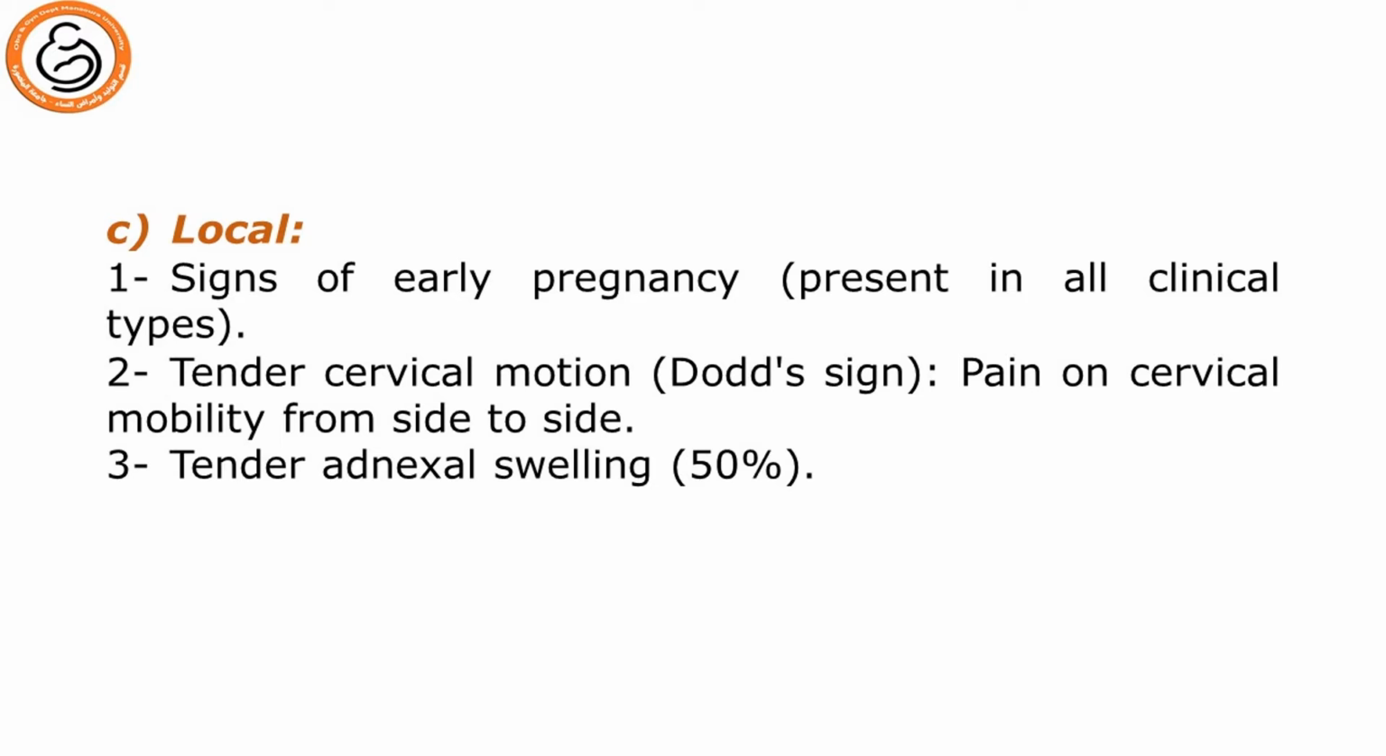Locally, we will find signs of early pregnancy present in all clinical types. We will have tender cervical motion, which is called Dodds sign. There is pain on cervical mobility from side to side, and we will have tender adnexal swelling in just 50% of cases.